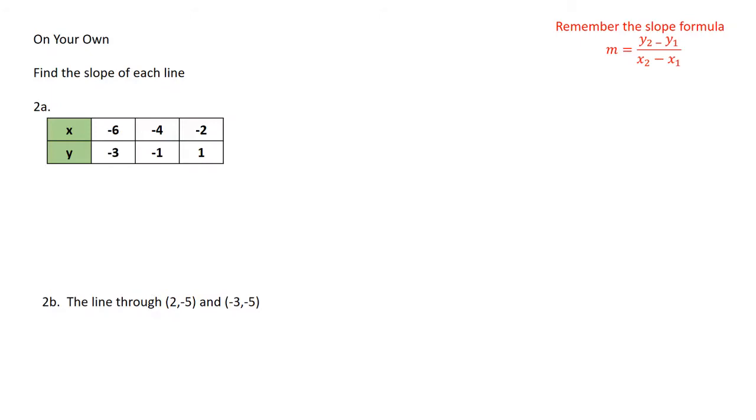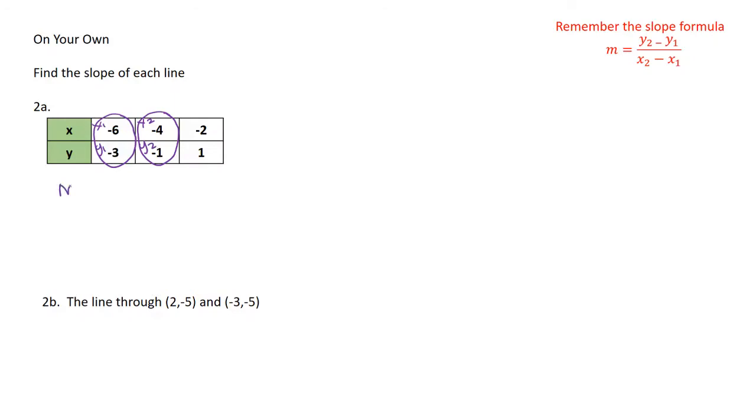All right, here we go. So remember, it really doesn't matter which 2 points we choose. We just need to label them correctly. So let's choose (-6, -3) and (-4, -1). And if you chose 2 other ones, that's fine. But I'm going to call this x1 and y1, and this we'll call x2 and y2.